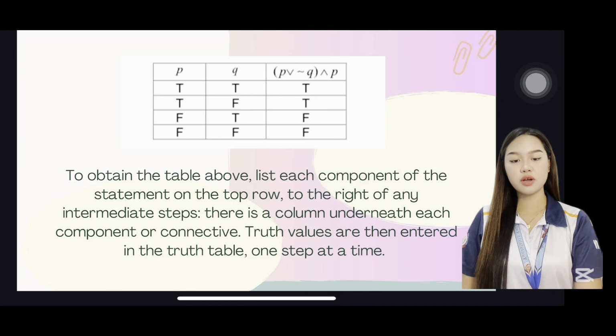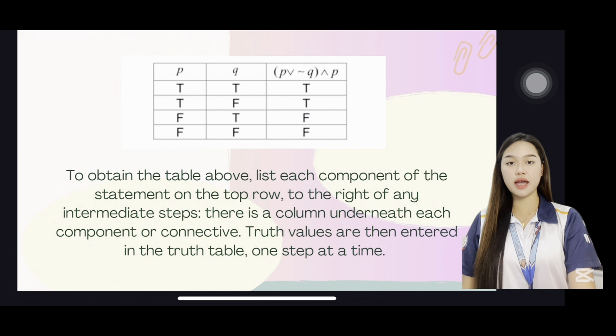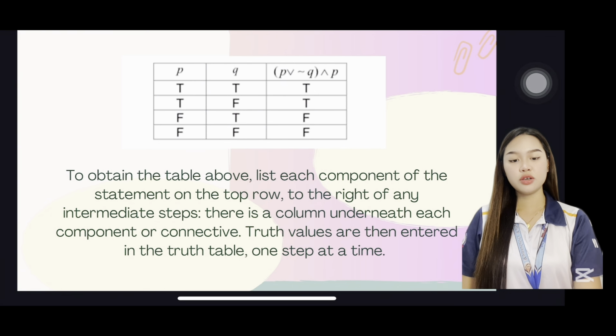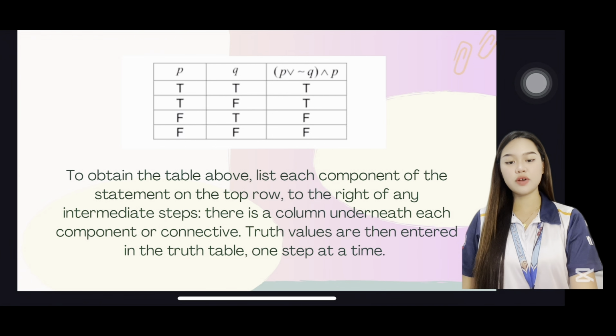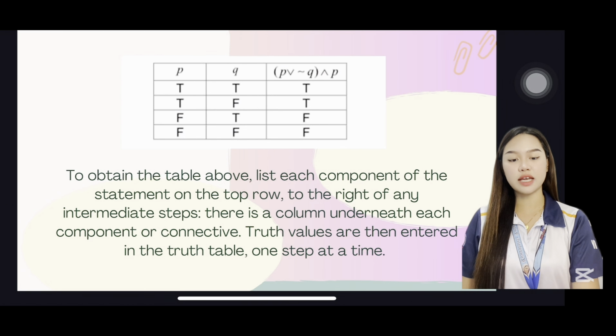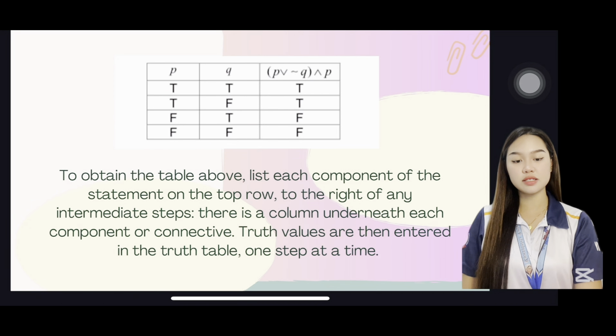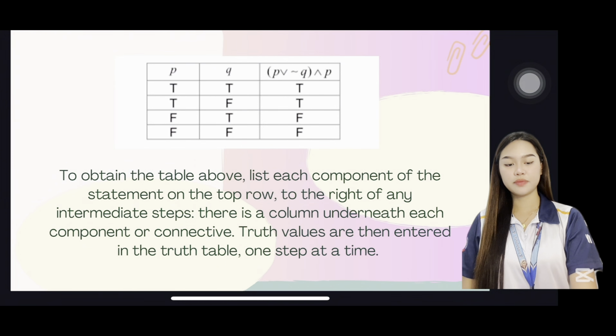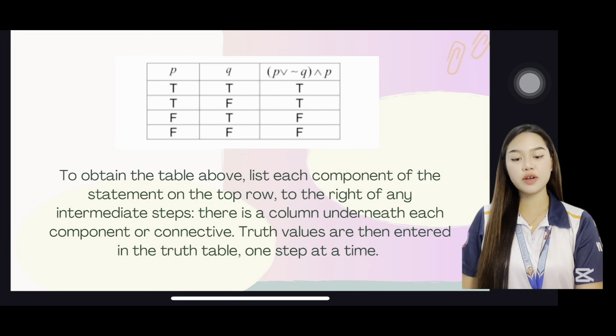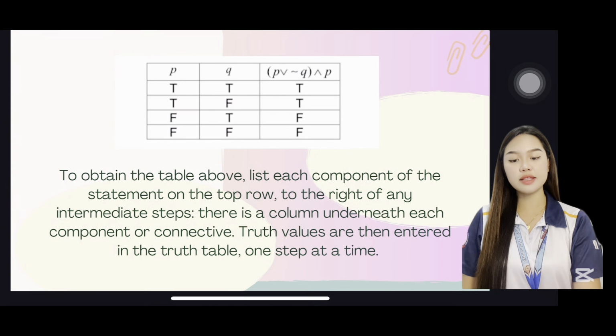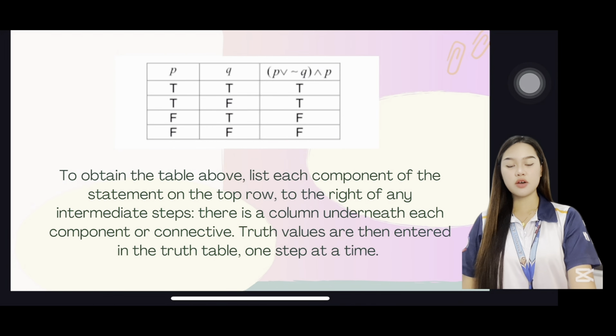For each row, based on the values of P and Q, you then use those results and the values of P to determine the truth values for the whole statement, (P or not Q) and P. You fill in the truth values one step at a time until you have the final column filled out.